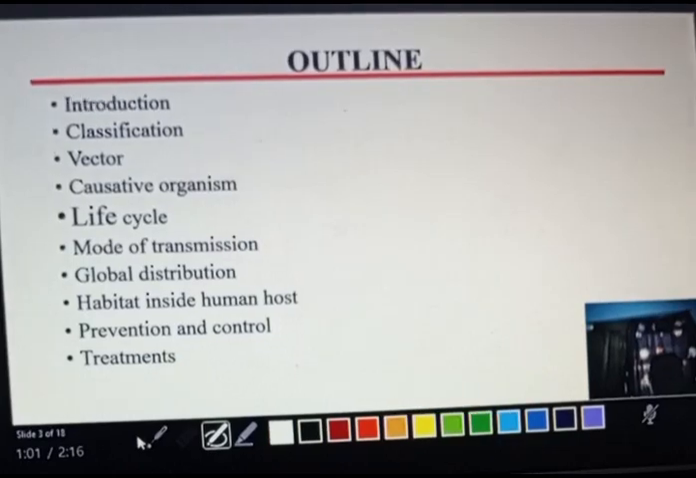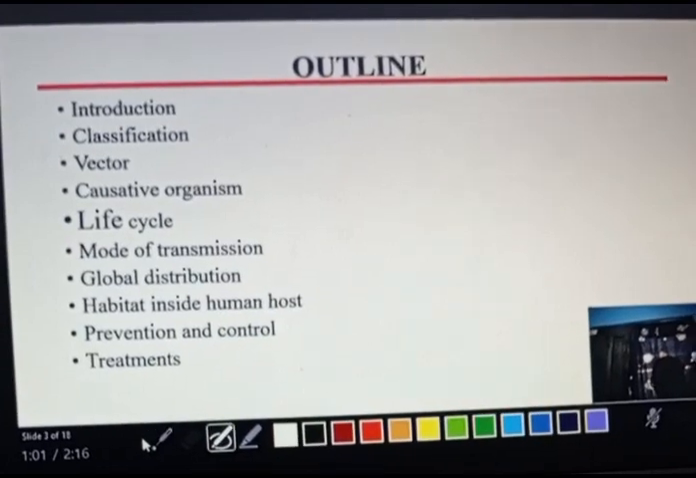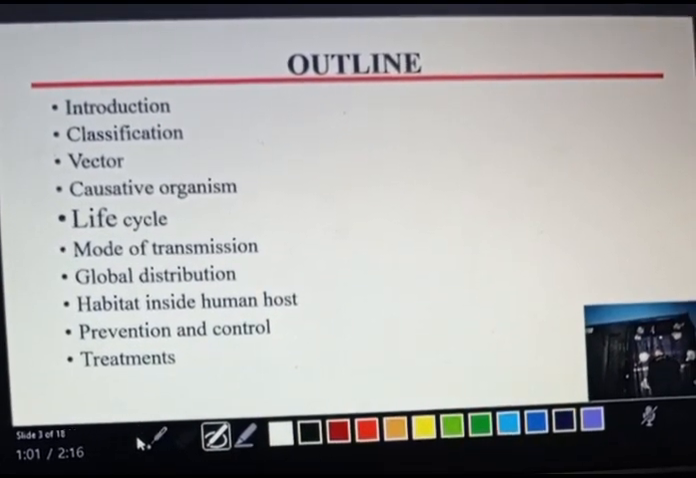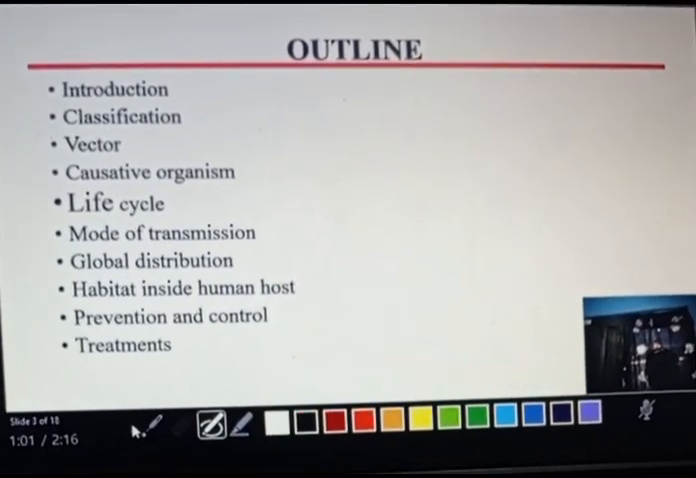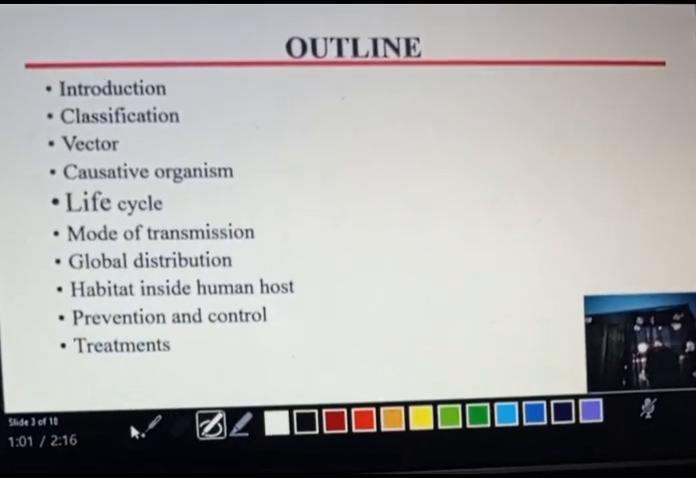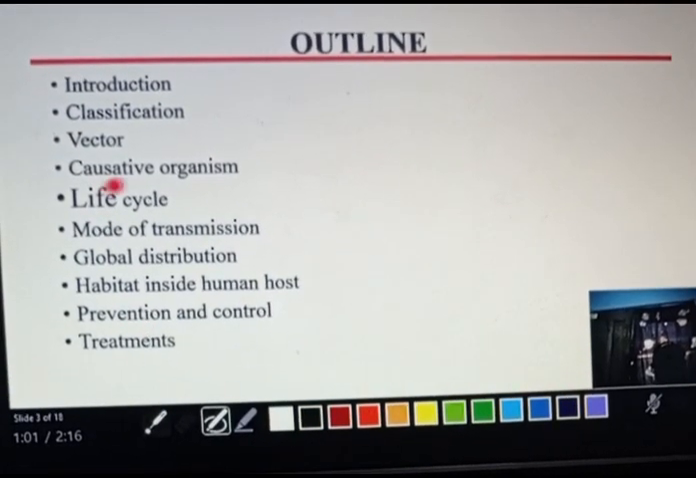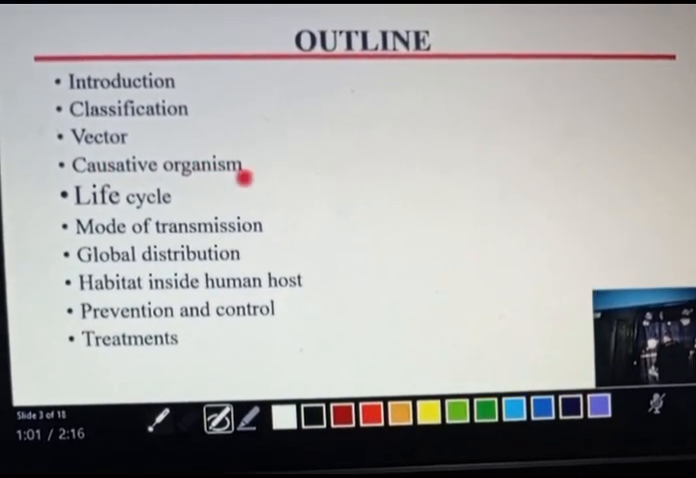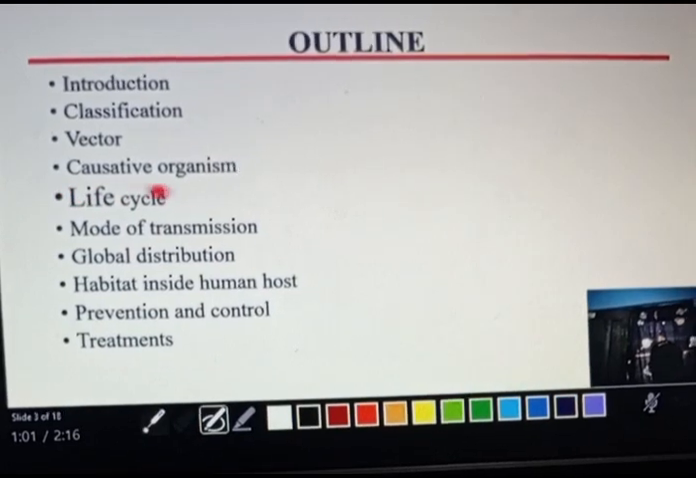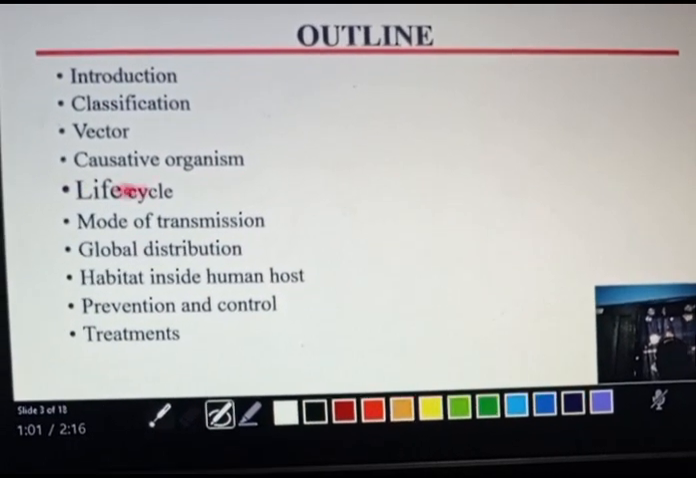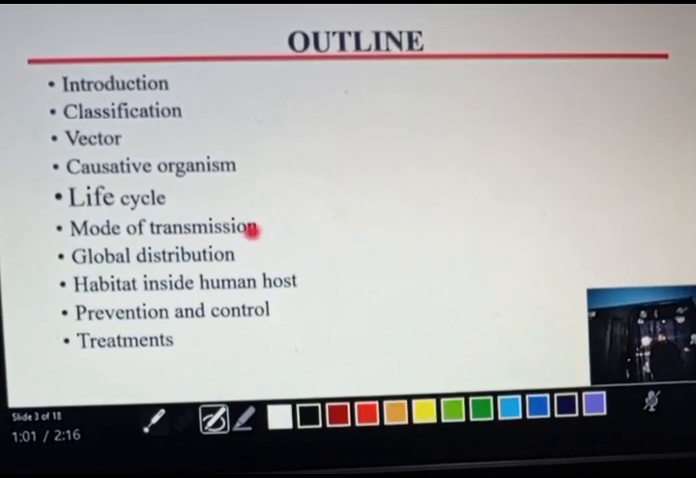Now this is the outline we will be following in the presentation. We will have a brief introduction about the disease Giardiasis. We'll see how Giardiasis is classified. We'll look at the vector responsible for carrying the causative organism. We will look at the causative organism which is responsible for causing the disease. We'll have a brief presentation on the life cycle of the causative organism. Then we will look at how transmission of this disease is done.